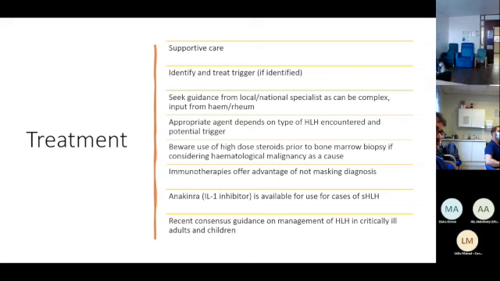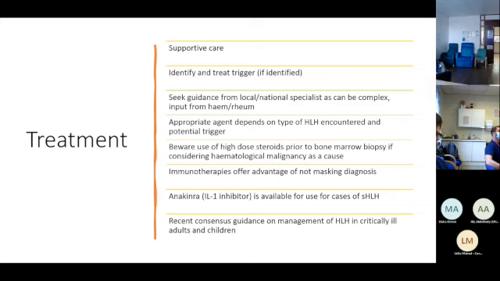One of the possible treatments is high-dose steroid, but if it's a potential lymphoma diagnosis, then it might be worth thinking about doing something different, because that high-dose steroid might suppress the lymphoma and make it difficult to get their diagnosis. So involving hematology is important if you think that might be a possibility. Either get the bone marrow biopsy or whatever samples they want before we give the treatment, or an alternative is to use an immunotherapy, because that won't mask the diagnosis. So one agent is Anakinra, which is an IL-1 inhibitor, and we can use this for HLH.